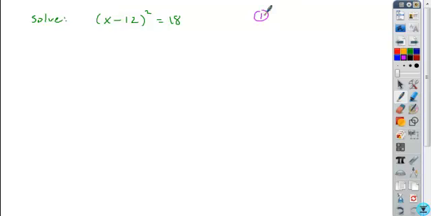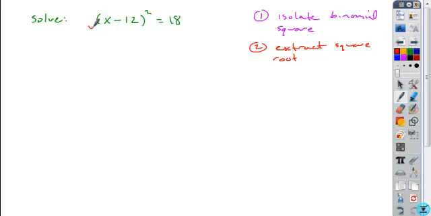Okay? So if you have a binomial square, what you can do is you can look to isolate your binomial square, okay, which is already done right here. And then you can extract the square root from that. Again, when you extract the square root, you have to take into consideration the positive and negative root.